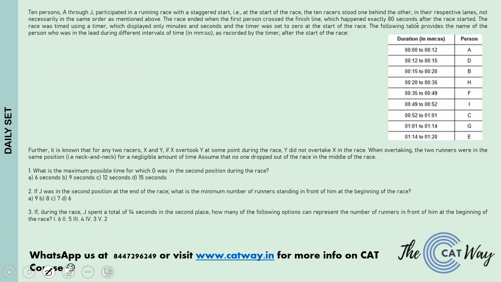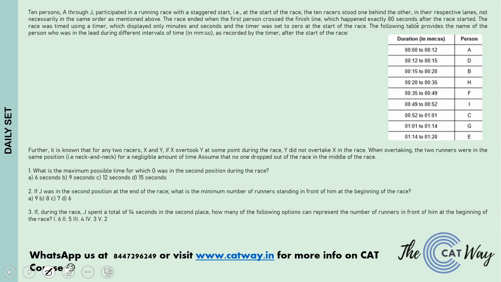Okay, now let us solve the set that has been presented to us. It says that 10 people, A through J, participated in a running race with a staggered start. That is, at the start of the race, the 10 racers stood one behind the other in their respective lanes, like in a queue, not necessarily in the same order as mentioned above.